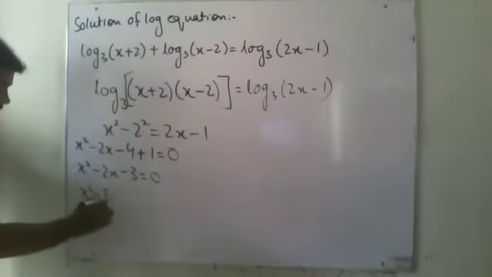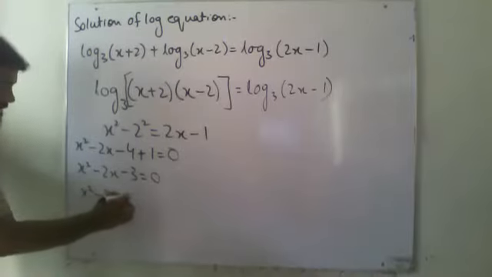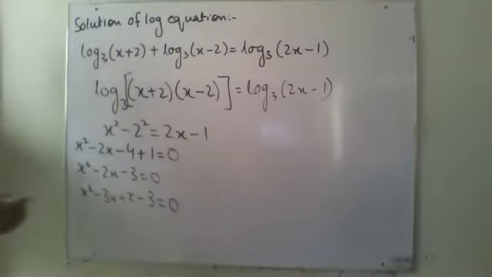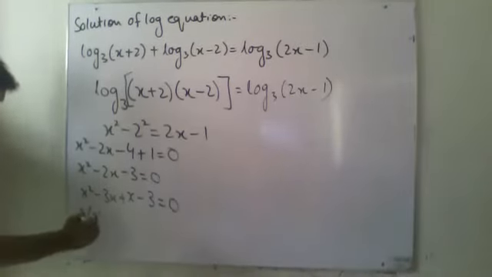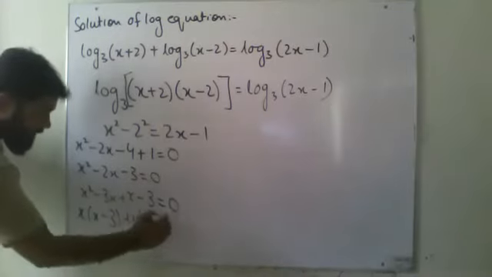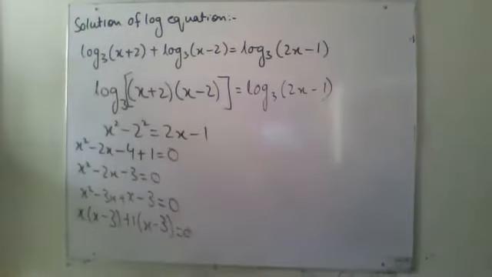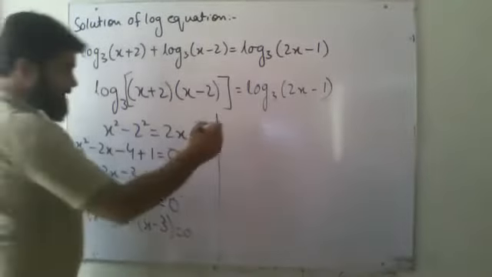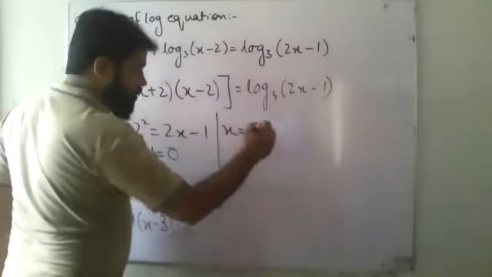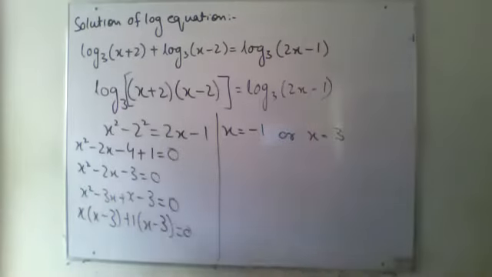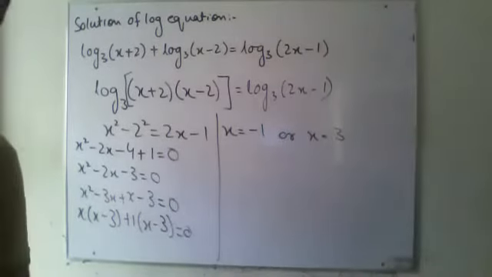x square minus 3x plus x minus 3 equals 0. Taking x common, x times (x minus 3), plus 1 times (x minus 3) equals 0. When I simplify it, the result is x equals minus 1 or x equals 3. Now, the most important part in this one.